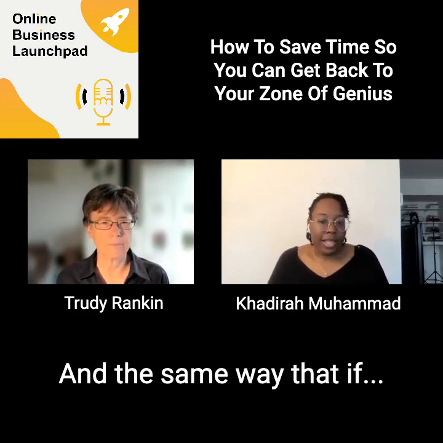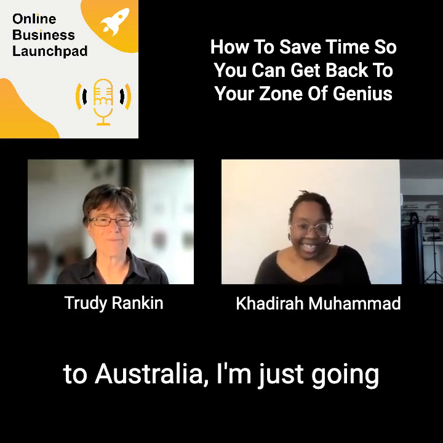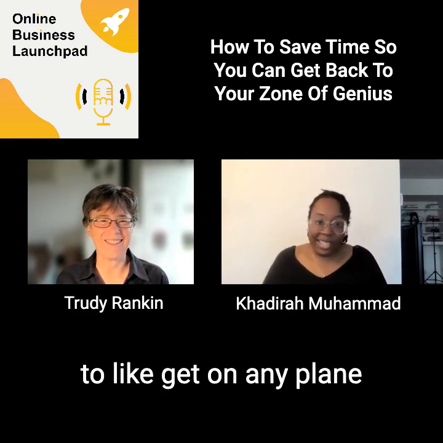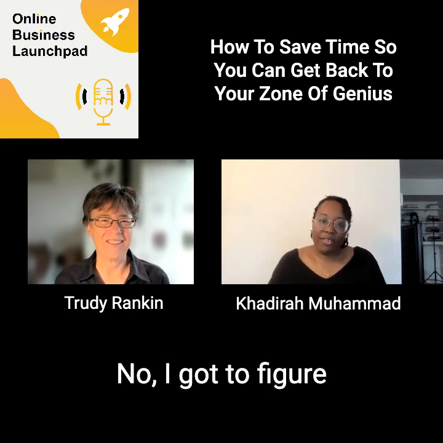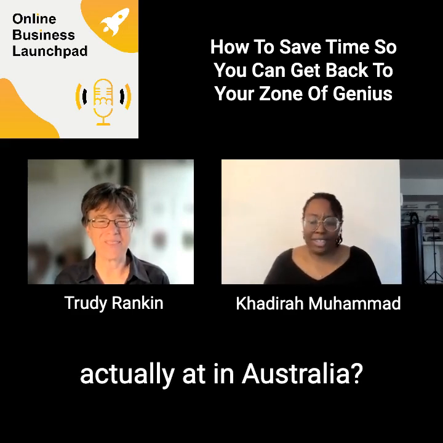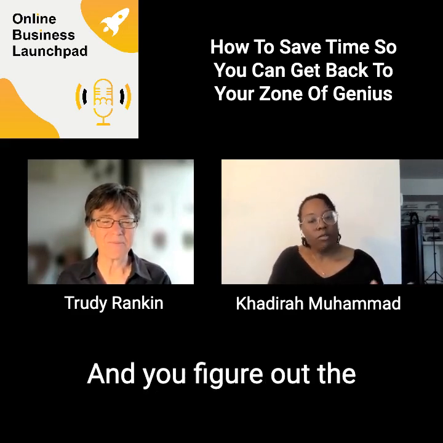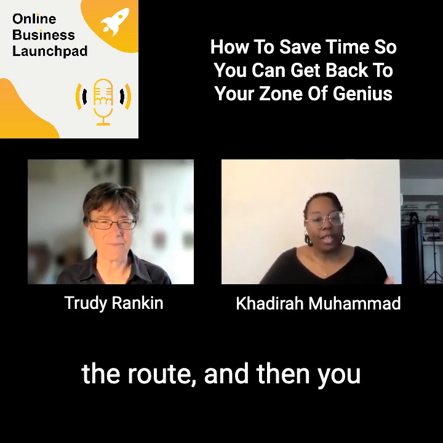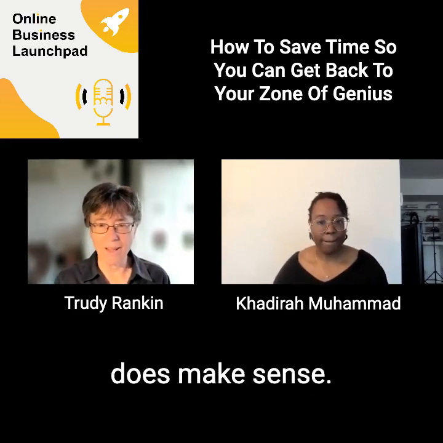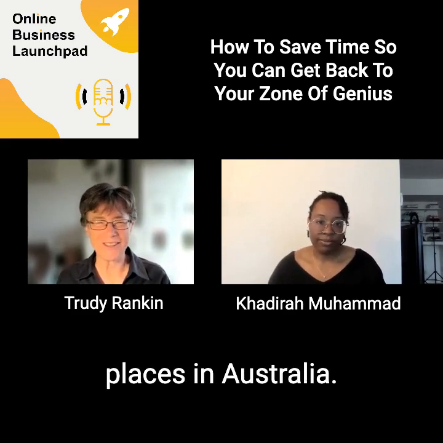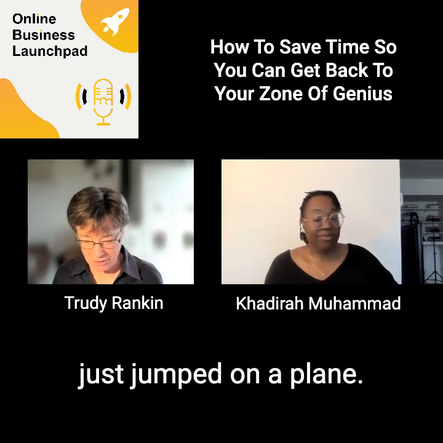because I can't do anything until I know where you're at. In the same way that if I live in Michigan in the States, if I want to go from Michigan to Australia, I'm not just gonna get on any plane that's going in that direction and get to Australia. No, I got to figure out where is Trudy actually at in Australia, because that's a whole country and continent. So I got to figure out what's going on there. And you figure out the map, you figure out the route, and then you actually work it from there, if that makes sense. Yeah, it definitely does make sense, because you could end up in some interesting places in Australia. Yeah, very definitely. And you could even miss Australia if you just jumped on a plane.